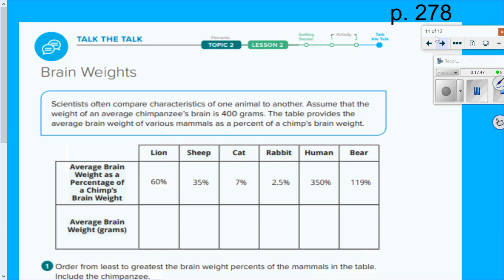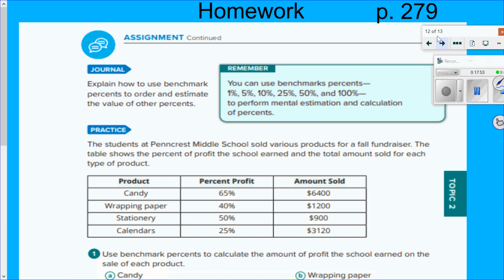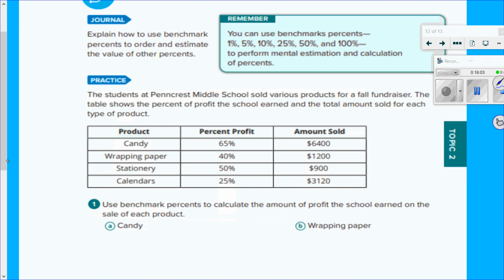Okay. Actually, we've only got like 3 minutes left. So let's go to our homework, page 279. Go ahead and tear this one out if you haven't yet. Let's talk through it really quickly. Please mark your text as I go along so you can make sure that you're getting everything done that you need to. So my side, explain how to use your benchmark percents to order and estimate the value of other percents. In other words, those baselines are going to help you put those numbers in order.